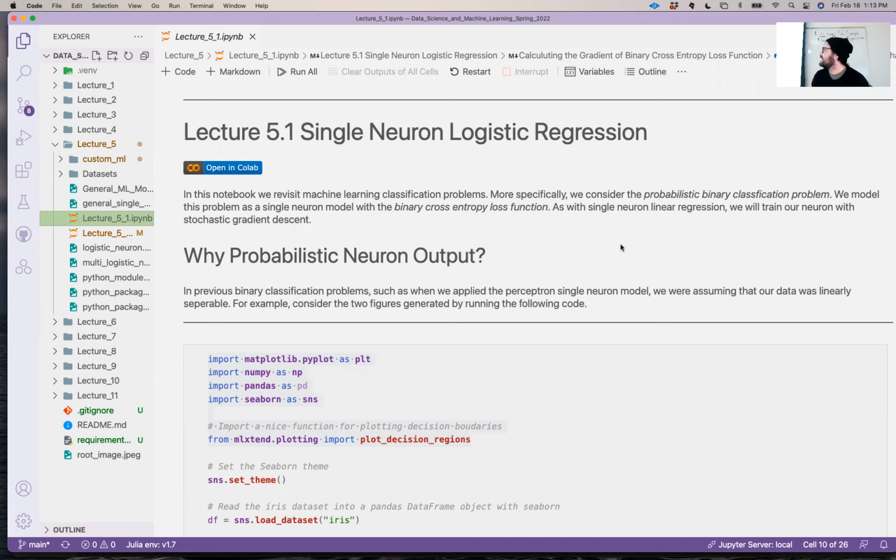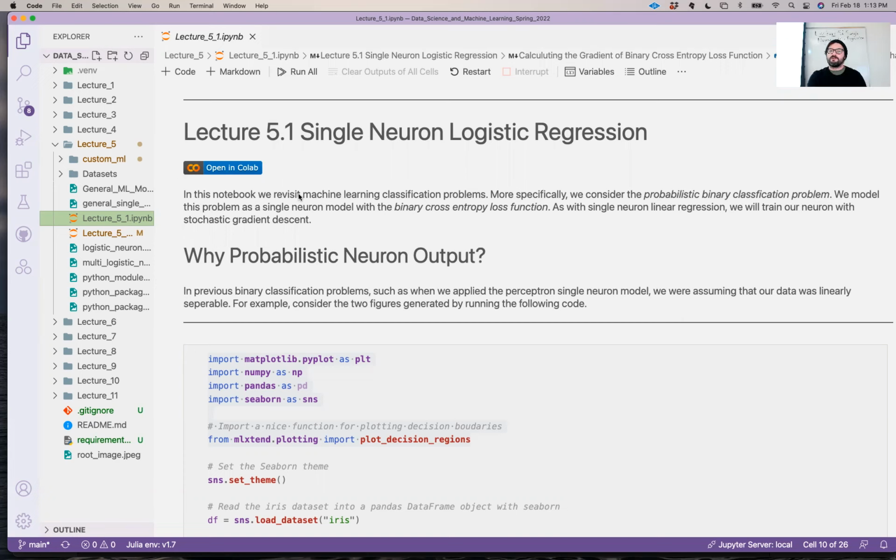This is our fifth lecture, lecture 5.1 in particular, where we're going to continue our study of this single neuron model with relation to supervised machine learning. Now, if you have cloned my repository and have the latest version of it, you will see a bunch of folders and you should open up lecture 5. That's all the content that we'll be working with today.